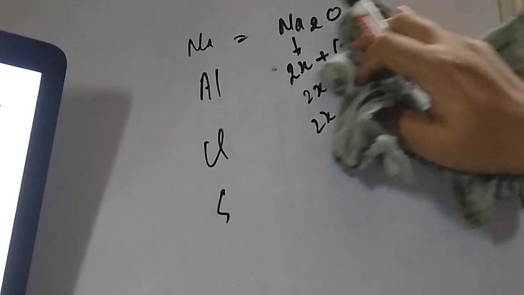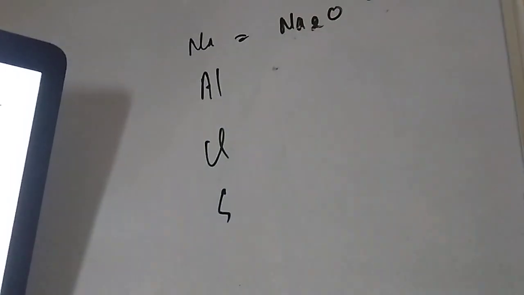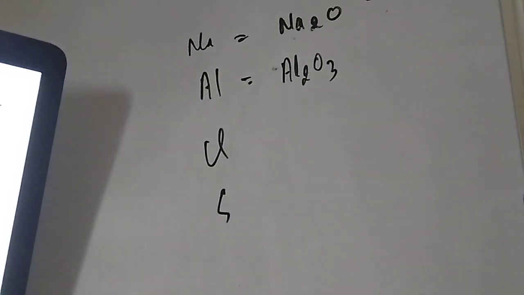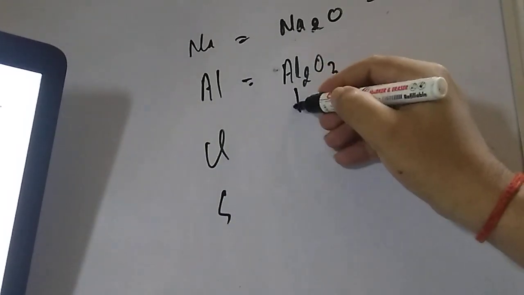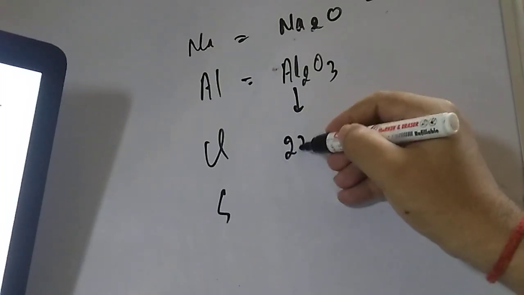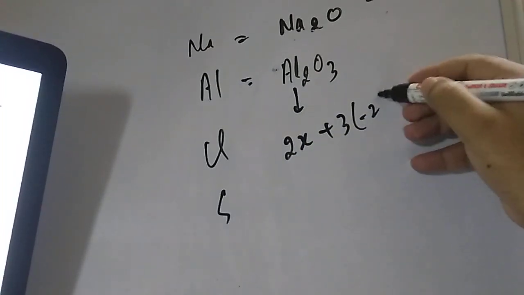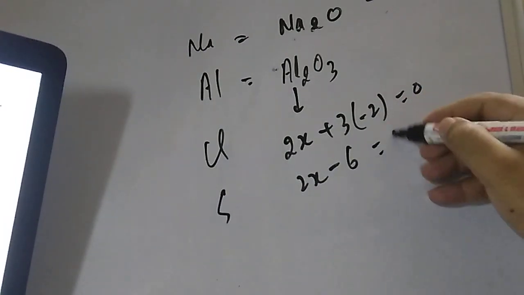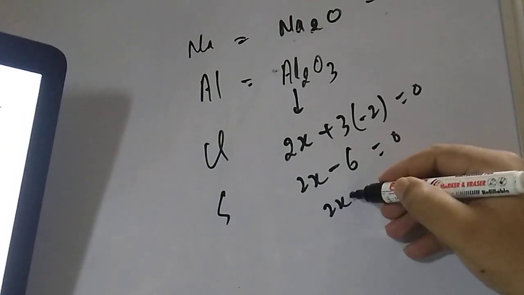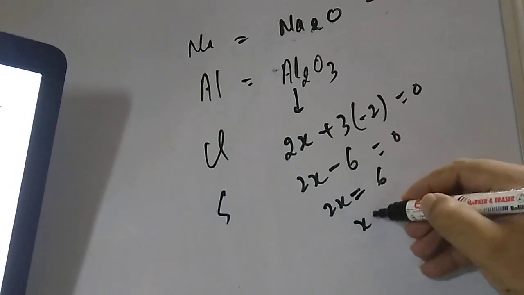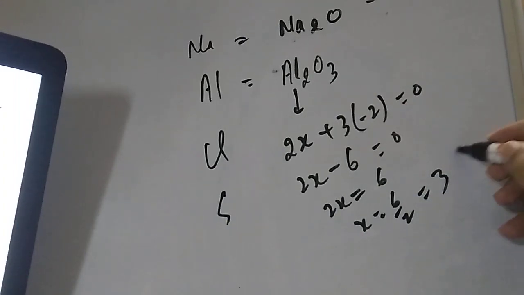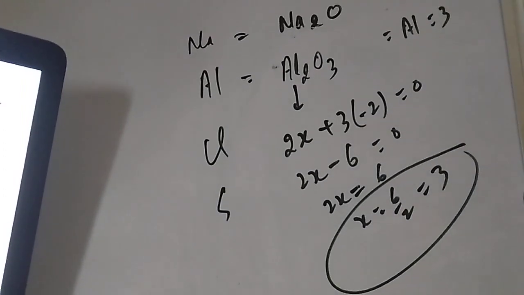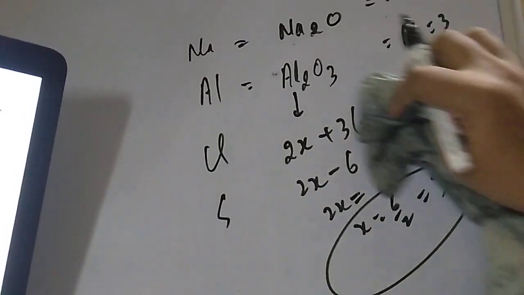Now let us move to aluminum. If you check aluminum, student, it forms the compound Al2O3. So you check with the oxidation number: 2x plus 3 times (-2) equals 0. So 2x minus 6 is equal to 0, so 2x is equal to 6, so x is equal to 6 by 2. How much is coming, student? 3. So the aluminum valency is 3.